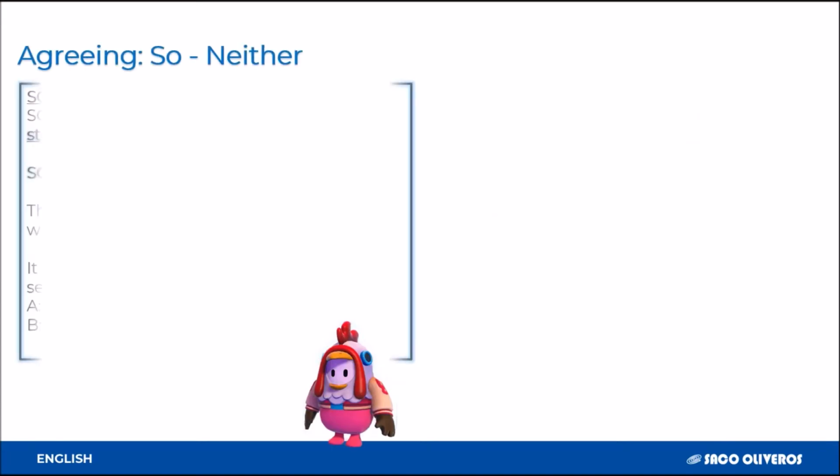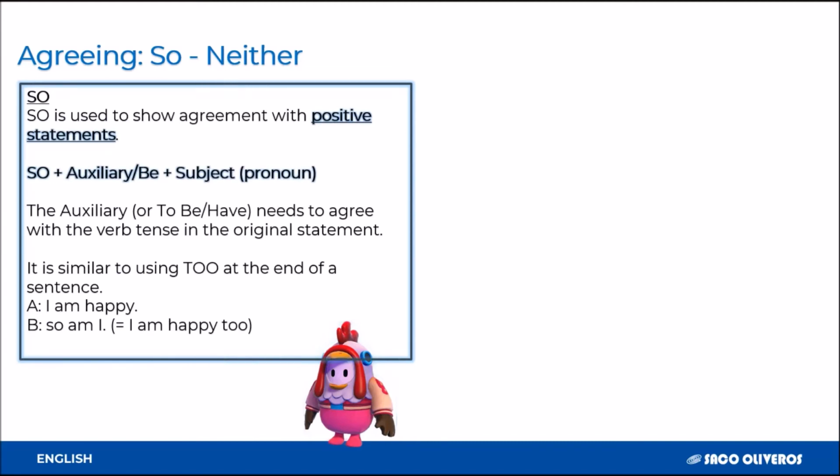Agreeing, so or neither. So is used to show agreement with positive statements. We use so plus an auxiliary, be, plus the subject, which is the pronoun. The auxiliary, to be or have, needs to agree with the verb tense in the original statement. It is similar to using too at the end of the sentence. For example, I am happy, so am I, which is similar to saying I am happy too.